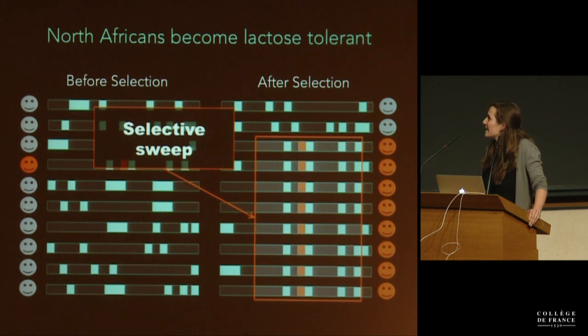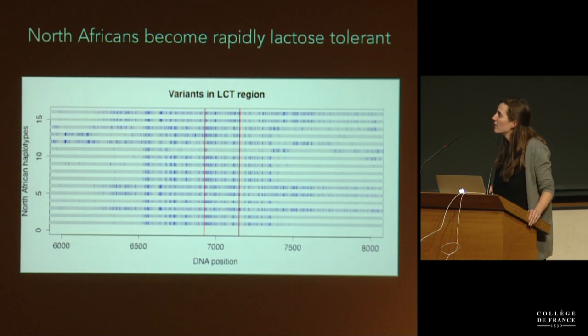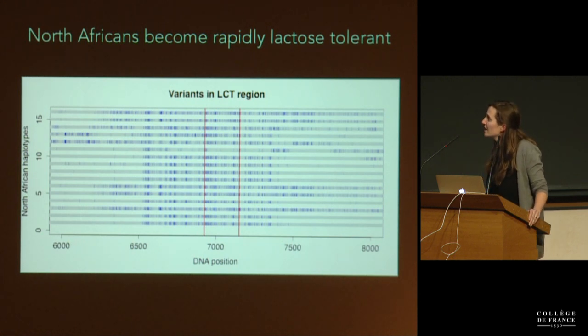And we call this a selective sweep. So what I did was, we have some genome data from a population in Algeria, and I just went and looked at the position of the lactase gene, and here every line is a haplotype. This is the region of the lactase gene.